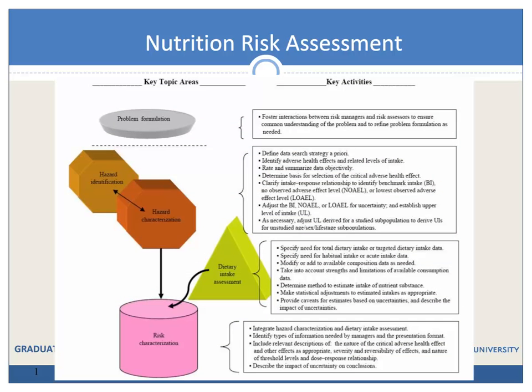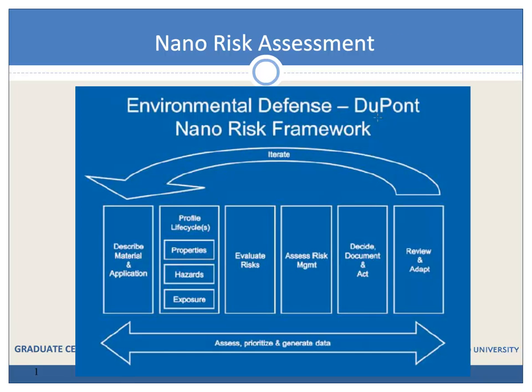Notice how this nutrition risk assessment model echoes the Red Book. The 4 steps are very similar and are modified to meet the needs of the nutrition community. You see hazard identification and hazard characterization. In this instance, exposure assessment has been modified to be a dietary intake assessment. The familiar risk characterization step is seen here as well. This Nano risk assessment model resulted from an unusual collaboration between DuPont and the Environmental Defense Fund.